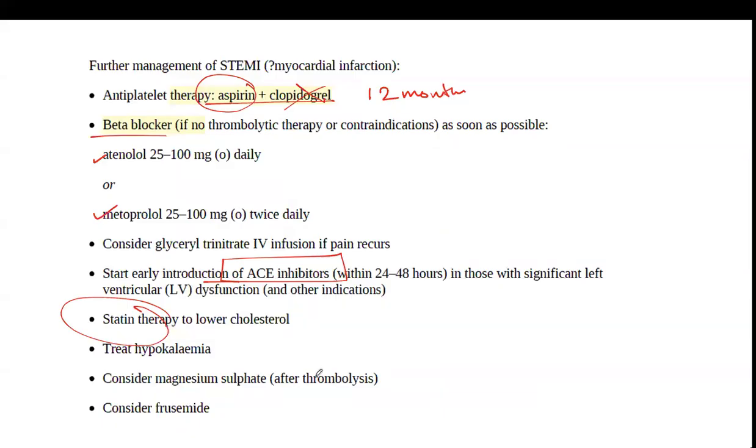So once a patient has all the treatment done, or even during, let's say you put the patient on a stent and the patient came back after the stent, then you just put the patient on all this medication. And they just continue this. Aspirin and clopidogrel for 12 months, beta blocker, statin, and an ACE inhibitor.